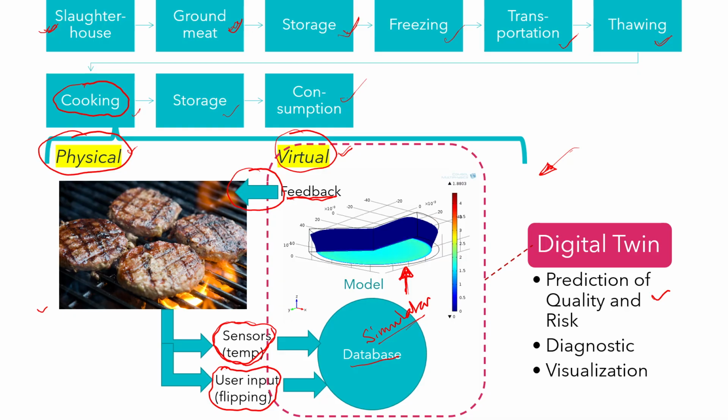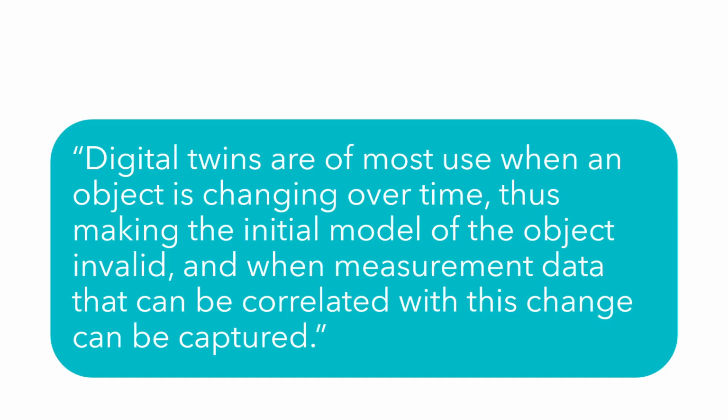And that's the kind of stuff we'll talk about in this course. This is a quote that you can read for yourself. Digital twins are of most use when an object is changing over time, thus making the initial model of the object invalid. Meaning, suppose you built a model for transportation of frozen burger.